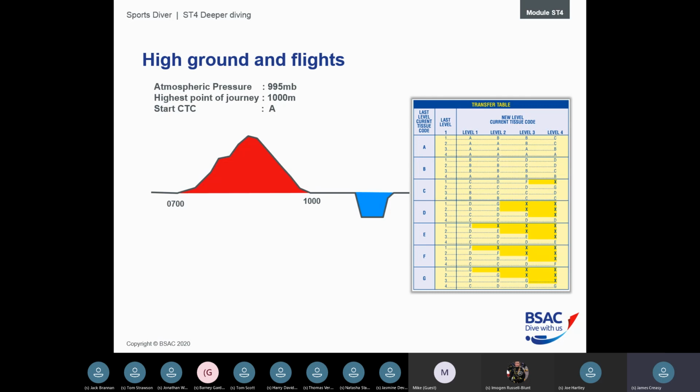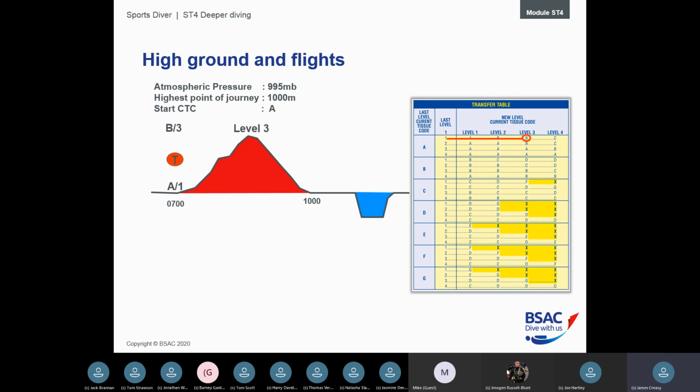So you're starting at 7 AM on a level 3. Let's go on here. So we're starting level 3. At 7 AM, we've got an A1. That means we are on tissue code A on the level 1 table. So that's our last level, so we stick to level A. So tissue code A level 1.